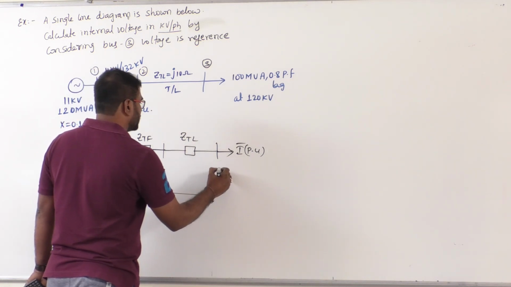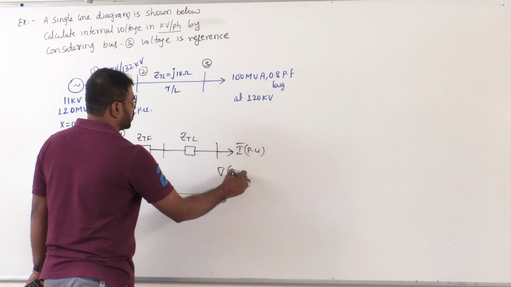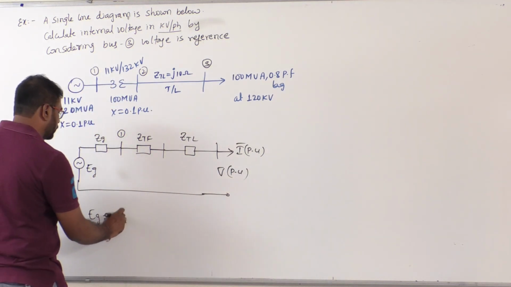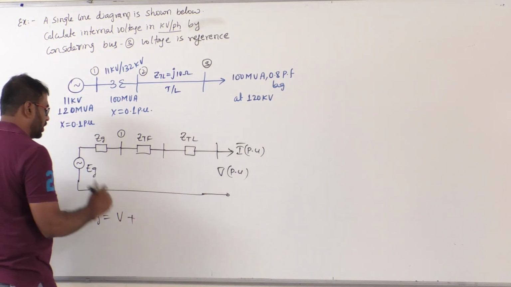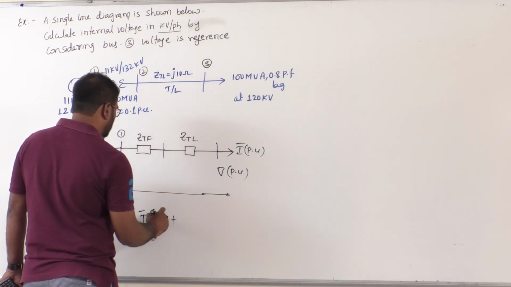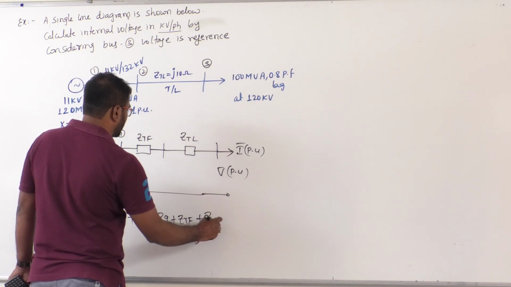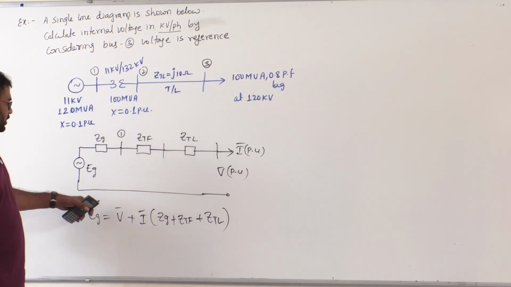Now you know the voltage here, V, that is also in what? Per unit. Okay, so if you know the V, then what is EG sir? EG equal to V plus the voltage drop. What is that? I into ZG plus what? ZTF plus what? ZTL, simple KVL. That's what EG bar. So using this we can calculate.